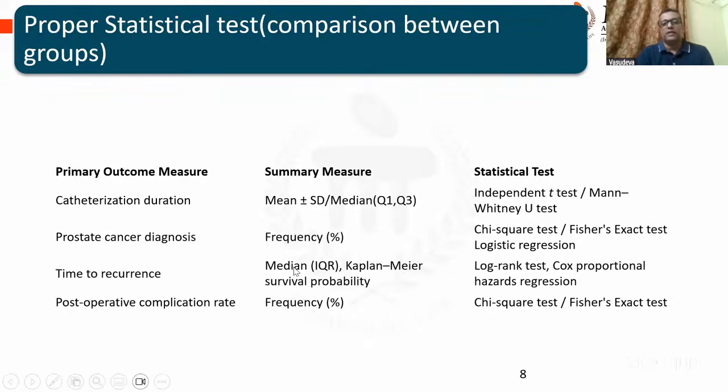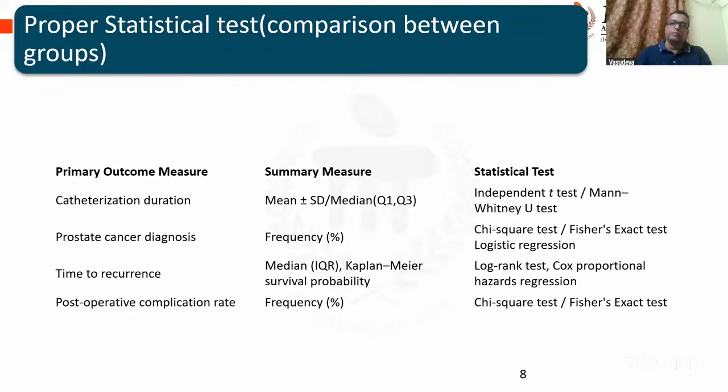Time to recurrence, the median, if you see, normally we use the log rank test for comparing the median survival time. And again, if it is a complication rate, it's a chi-square test and Fisher's exact test. At the end, I'll show some dummy table showing how things have been presented. So all this starts with only one particular thing called outcome.